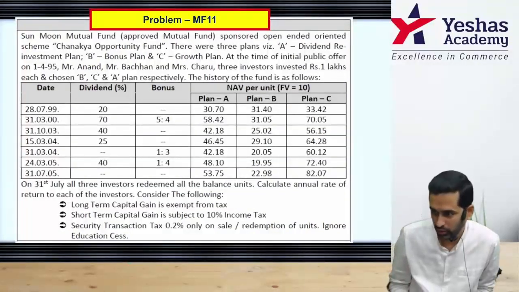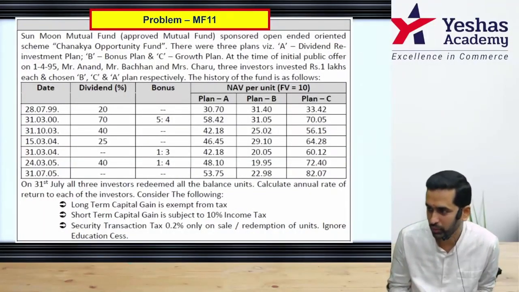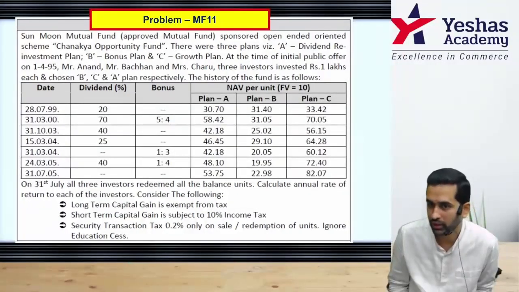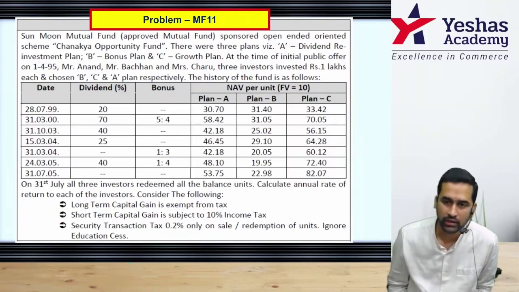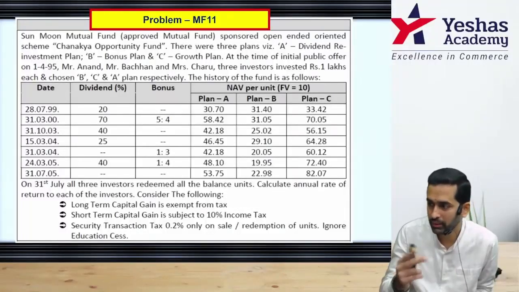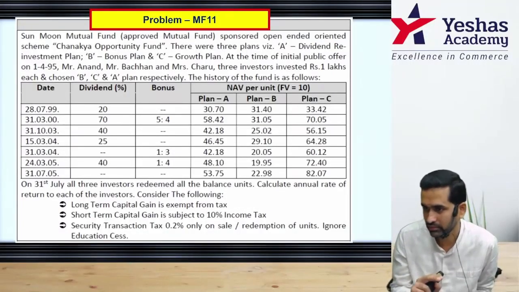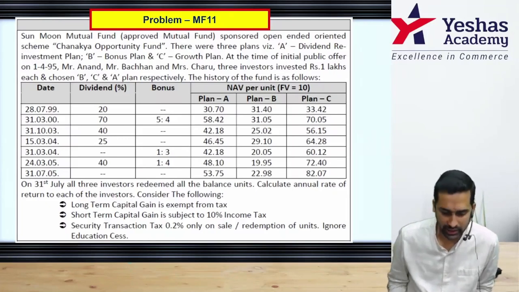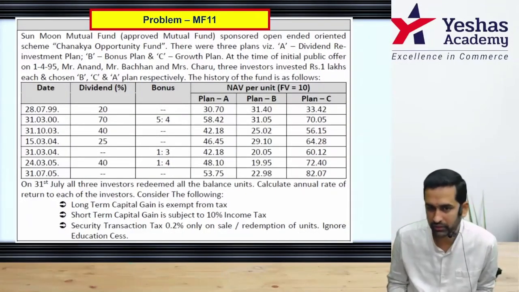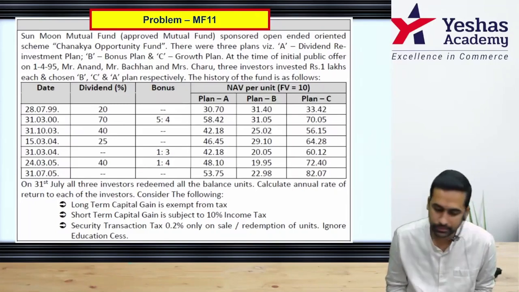Now, make a note, it should be understood as 5 bonus units for every 4 units held. That means if you're holding 400 units, then you get 500 bonus. That will become 900 from next day. Next time when they issue bonus, for them base will be 900. And then you continue this way. And same thing again, 31st October 2003 and so on up till 31st July, you have all the details.